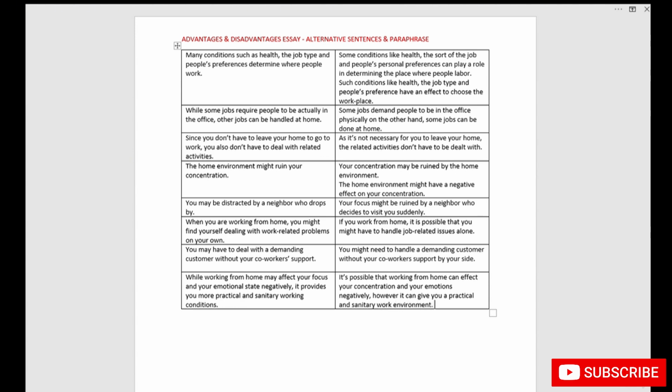So as you can see, it is possible to paraphrase by changing the wording and by playing with the grammar. And in this video, I tried to show you how to do that.